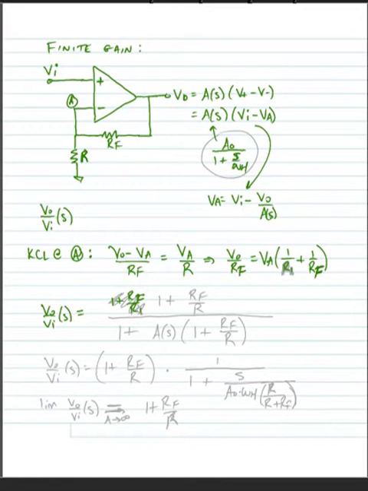And I keep doing this. RF here, R2s are supposed to be RFs. And we don't have an R1, we just have an R. One plus RF divided by R over 1 plus A of S times 1 plus RF divided by R.